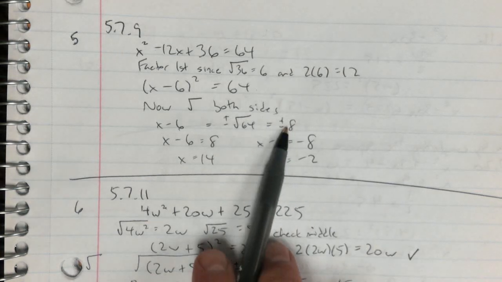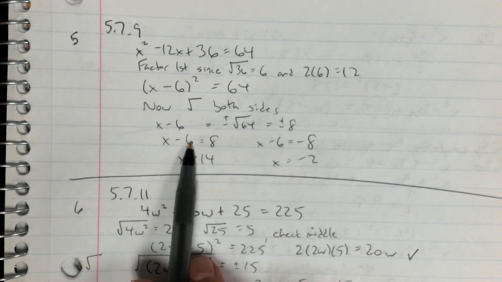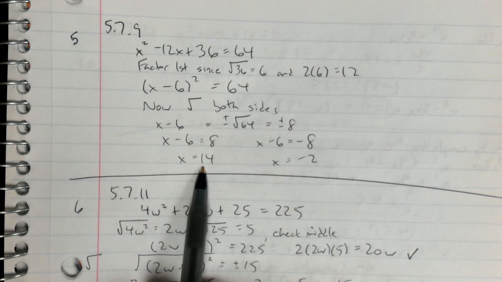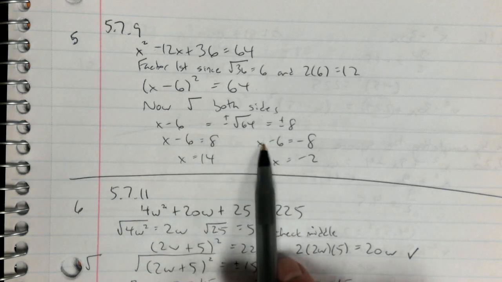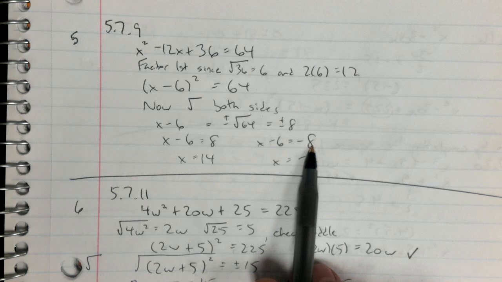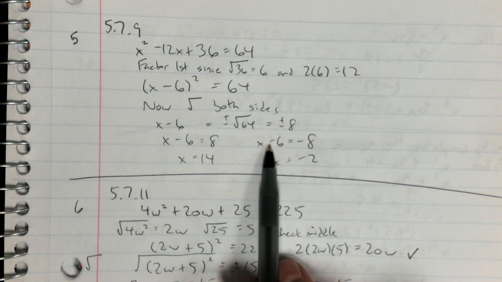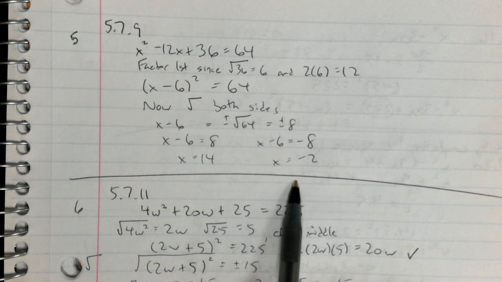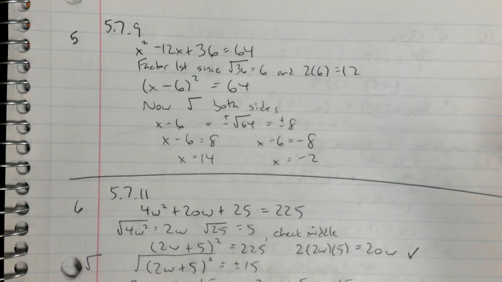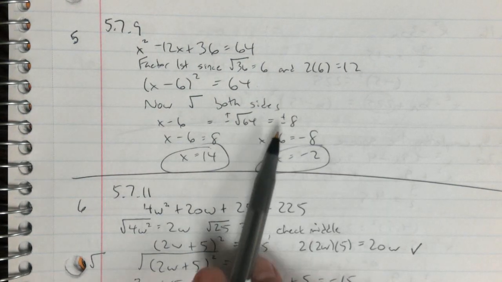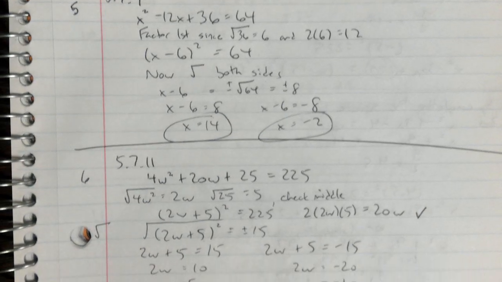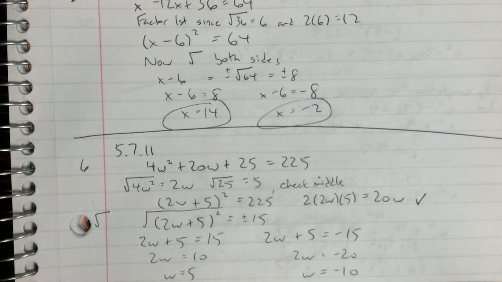Now, once you have that, then you say x minus 6 equal positive 8 and work it out to get 14. But you also need to say x minus 6 equal negative 8. And so add 6 to both sides would give you negative 2. So those are your two answers. So again, don't forget the negative 8, which would lead to the second solution.